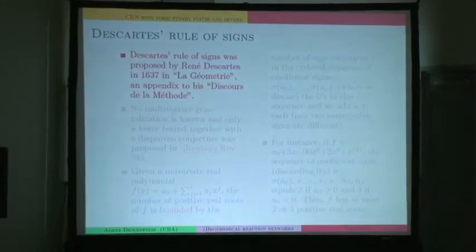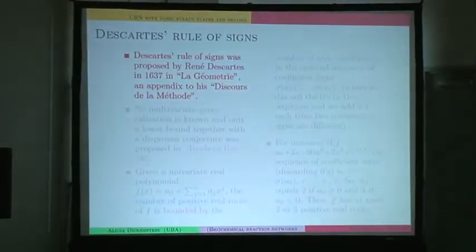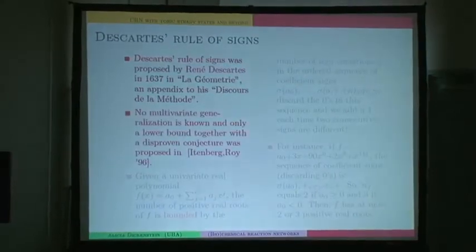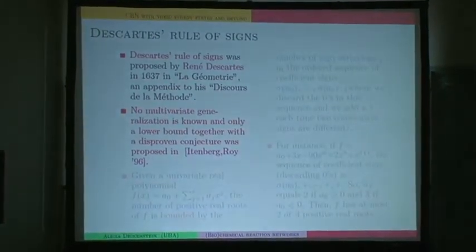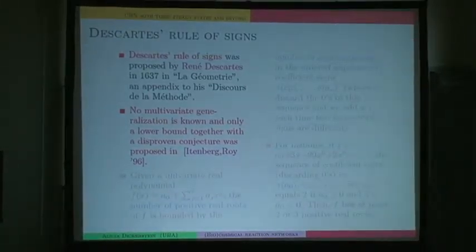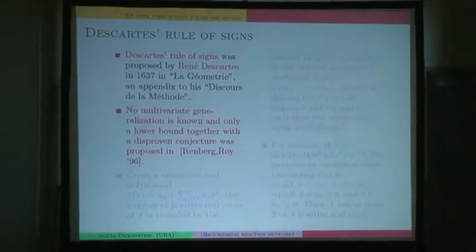He proposed this in an appendix to his Discours de la méthode. And then there is no multivariate generalization. We want an easy thing that just considers signs of the coefficients that gives us an idea of how many real roots.